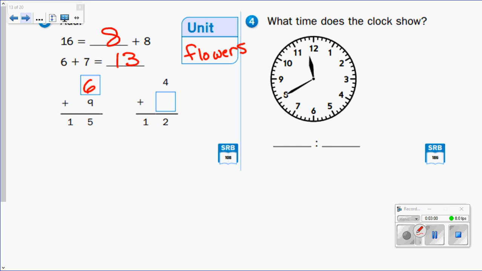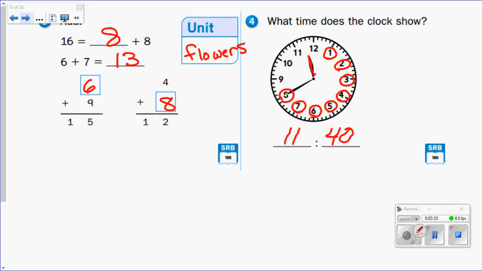And then 4 plus what number is going to give us 12? Once again, use that number line in the front of the book or the number grid, or just count up. What time does the clock show? Okay, our hour hand is between the 11 and the 12, so the hour has to be 11, and the minute hand is on the 8, so if we need to, we can count 5, 10, 15, 20, 25, 30, 35, 40, so it would be 11:40.